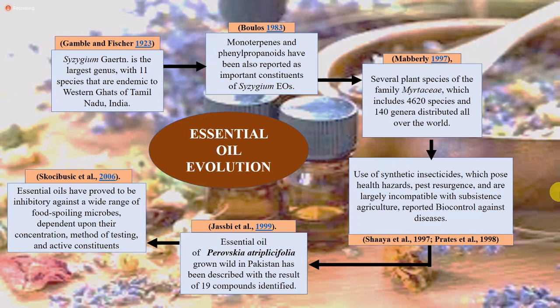Now, essential oil has a history as an essence used in the perfume industry and as an essence in our cooking. It has a very old history in Rome and Greece, but in our subcontinent it started in 1923, and then the next was in 1983. Monoterpenes and phenylpropanoids have been reported as important constituents of essential oil, such as clove. In 1997, several different species were distributed and identified all over the world.